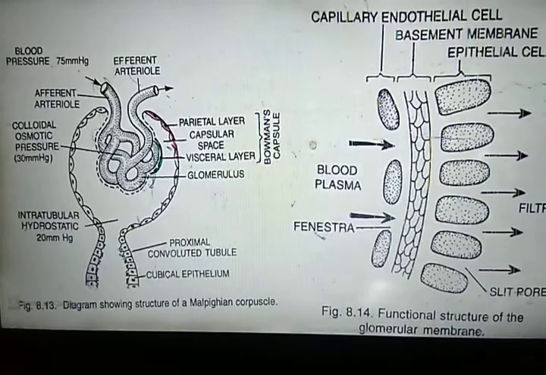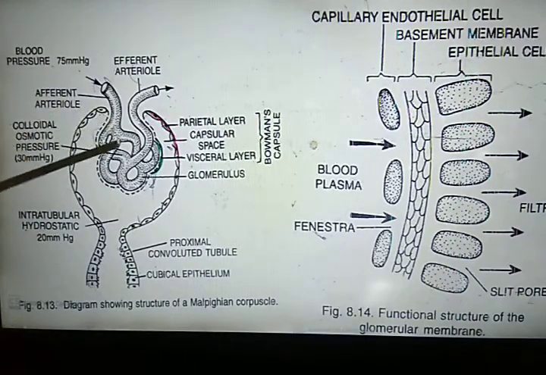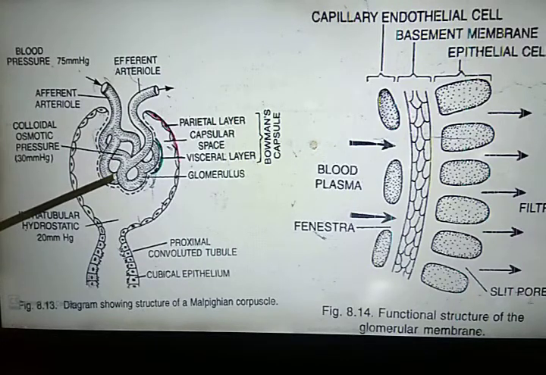So the first part of the nephron is the Malpighian corpuscle, and the main function of the Malpighian corpuscle is ultrafiltration. What happens in ultrafiltration? The blood is filtered. Ultrafiltration means filtration of blood. The blood is filtered through the filtration membrane. Almost all the constituents of the plasma except proteins and RBCs pass into the lumen of the Bowman capsule.